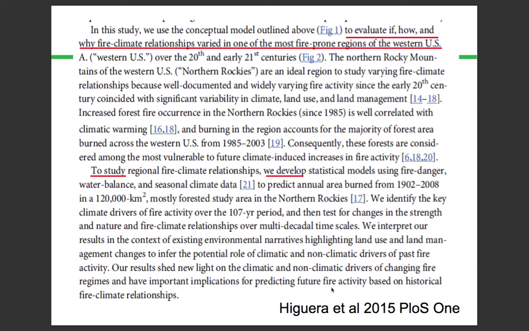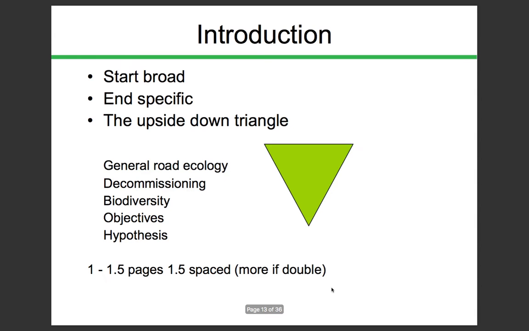To evaluate the action, we're evaluating how and why fire-climate relationships varied in the most fire-prone regions. So the introduction, again, starts broad. It's an upside-down triangle, and it ends specific.